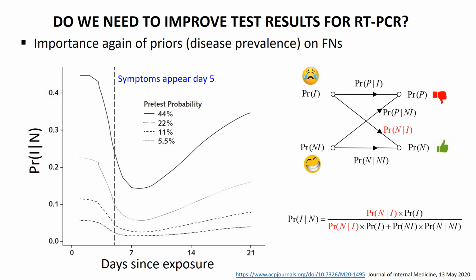So if the pretest probability was 44%, you can see on the early days before symptoms appear, you can have as high as maybe 45% of people who test negative having false negatives. So that's extremely worrying.